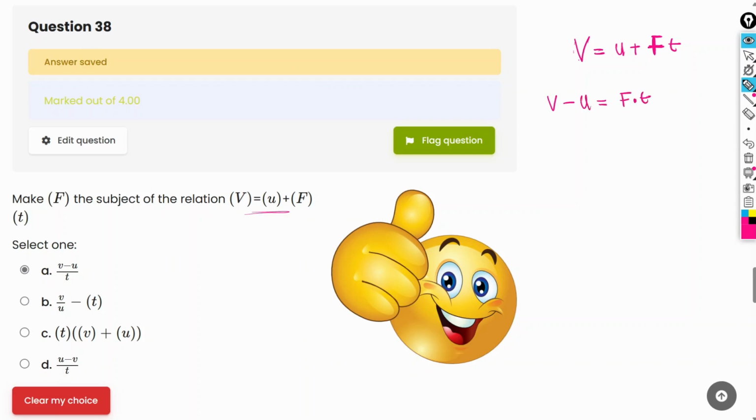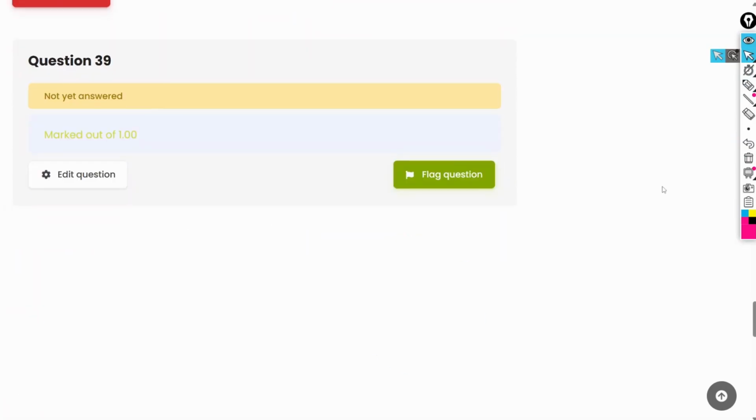Then I'll divide both sides by T. It's as simple as that, and I've isolated F. So F is V minus U over T. That's option A. So that's 38. Let's take on 39.